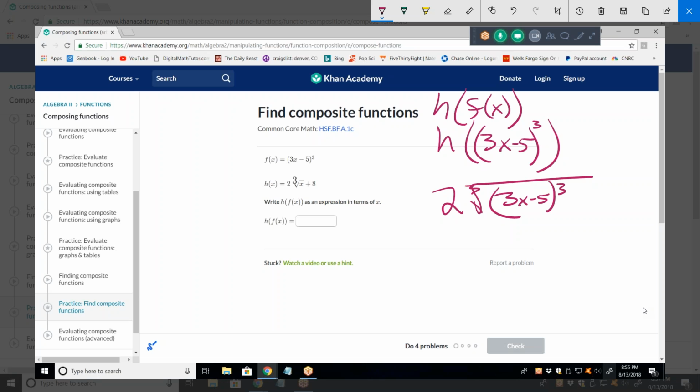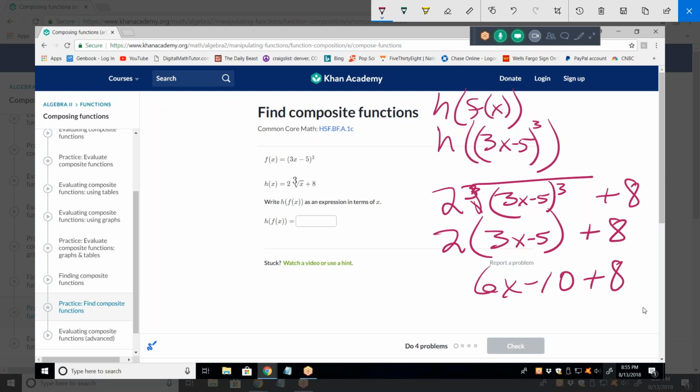Let's see, h of f of x, so the plus 8 is outside. So that's the answer, right? Well, not quite. Can you simplify that? What is the cube root of that cubed? Just 3x minus 5. So it's really 2 times (3x minus 5) plus 8. Simplify. That would be 6x minus 10 plus 8, or 6x minus 2.